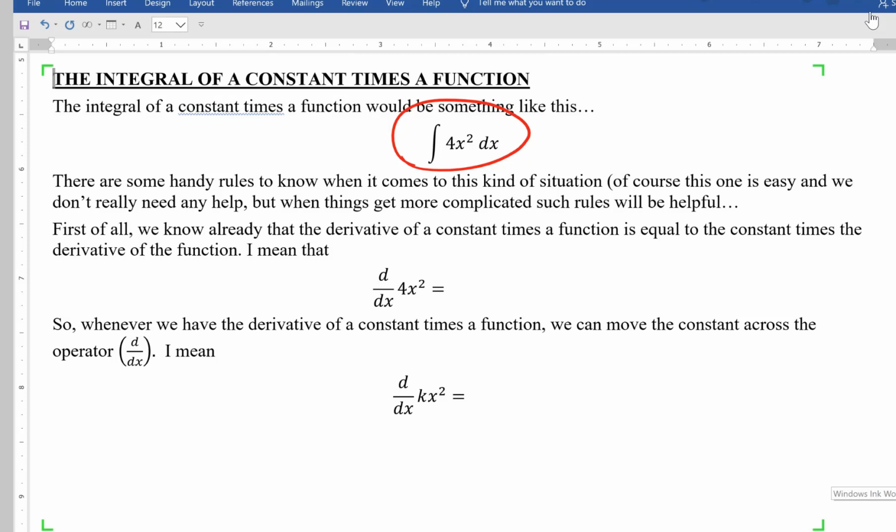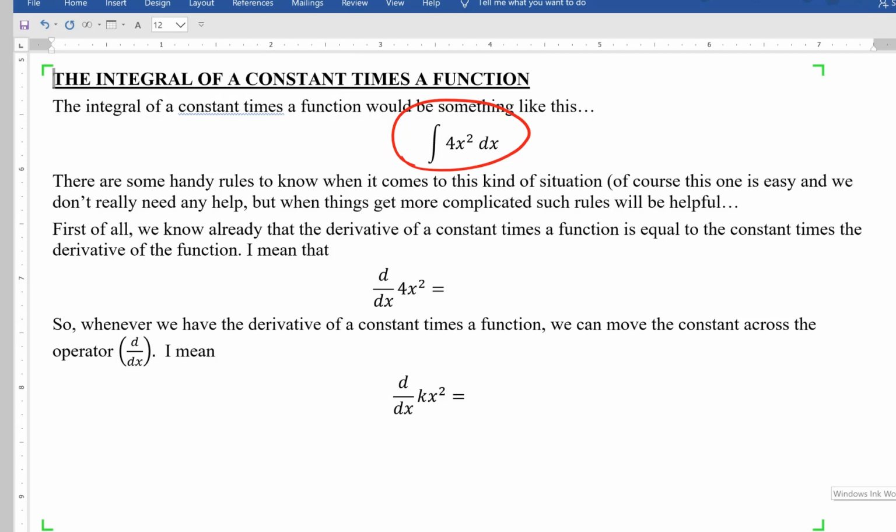All right, so there are some rules, properties of this kind of integral that make it a little easier. So let's just see what's going on. This is, again, something that's going to keep us from having to use trial and error all the time. So it'll be kind of a formula. So first of all, we already know that the derivative of a constant times a function is equal to the constant times the derivative of the function.